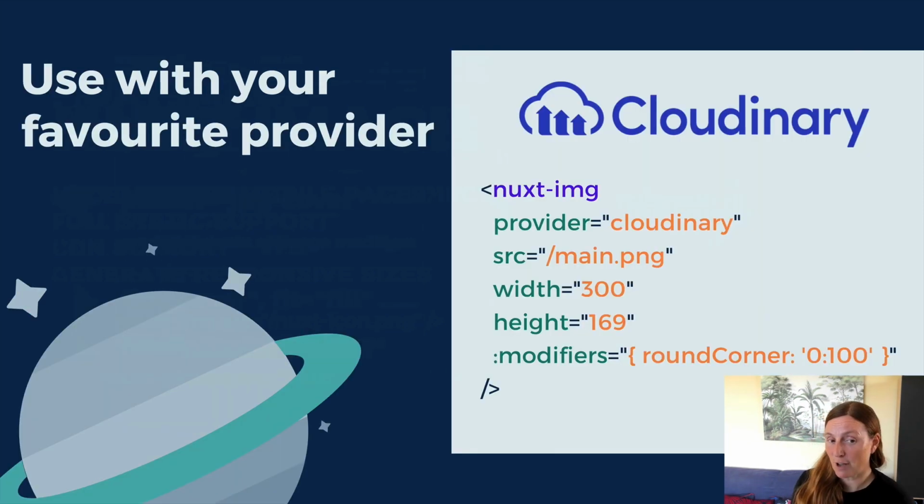You can use it with your favorite provider. Now you all know my favorite provider is Cloudinary, and you can use it very easily with Cloudinary. You just put in the provider, Cloudinary. How cool. I mean, you will have to kind of add the Cloudinary thing to your Nuxt config, but then using it is very simple, provider Cloudinary, and then you can have another image that's not using Cloudinary, right? So that's how easy you can mix Cloudinary and something from the static folder, for example. And source main.png, width, height, and then add your modifiers. So your extra things that are coming from Cloudinary, like round corner, etc.